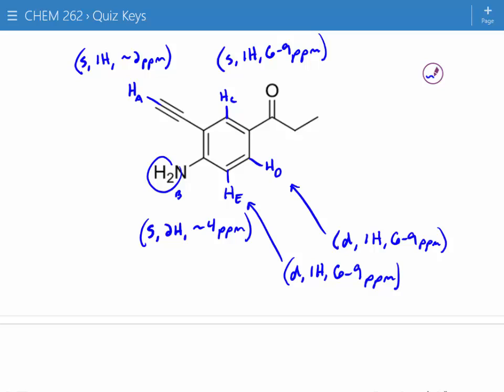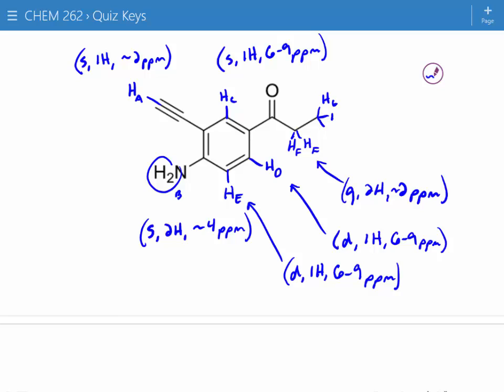And let's look at these ones over here. I'll call these HF. What should HF be split as? How many 3-bond neighbors does it have? 3, so it should be split as a quartet. It should be 2H because there are 2 protons, so integrate as 2. And then it should show up right around where? Does anybody remember? Close to 2 ppm. So I'll say approximately 2.